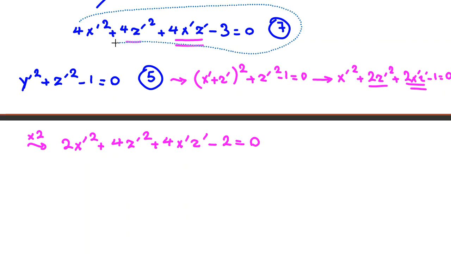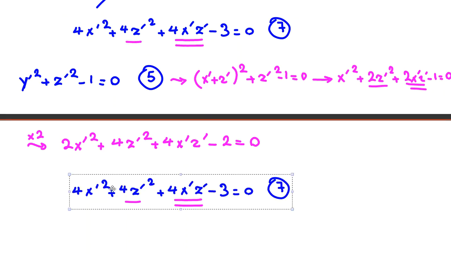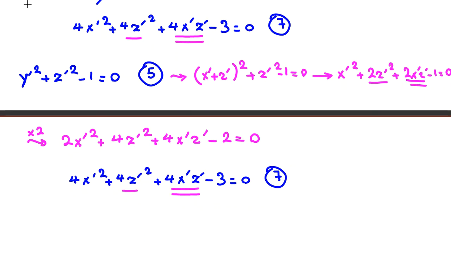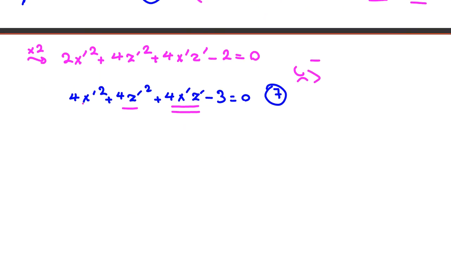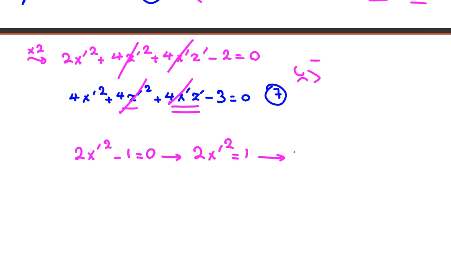And if you consider the seventh equation here, they are similar equations, again we subtract. So this minus this part will be cancelled, this part will be cancelled. 4x prime squared minus 2x prime squared is 2x prime squared. Minus 3 minus minus 2 is minus 1 equal to 0. So we conclude that 2x prime squared equal to 1. So x prime squared equal to 1 half.